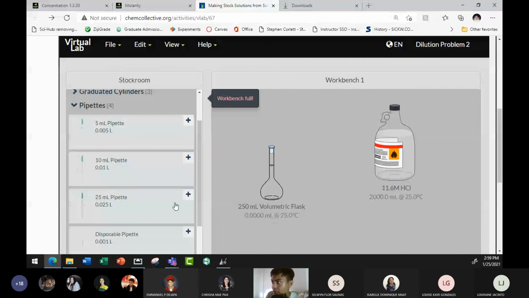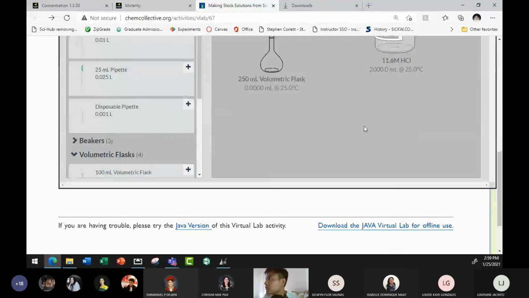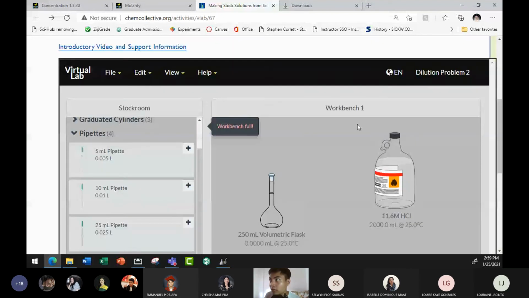Puno agad yung workbench. Yung upuan ko yung tumutunog, hindi ako yun.